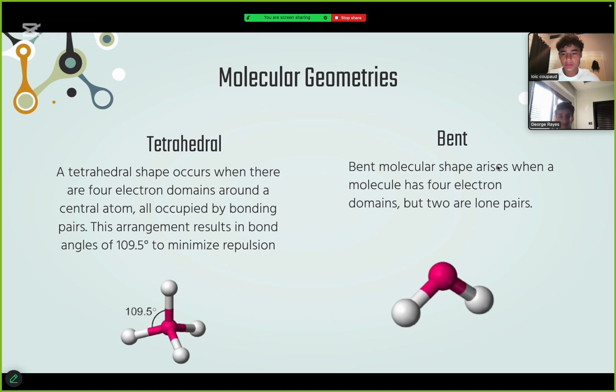Okay, the two other ones are tetrahedral. The tetrahedral shape occurs when four electron domains around the central atom are occupied by bonding pairs. This arrangement results in bond angles of 109.5 degrees to minimize repulsion, as you can see on the bottom. Bent molecular shape arises when a molecule has four electron domains but two lone pairs, as you can see in the example on the bottom.